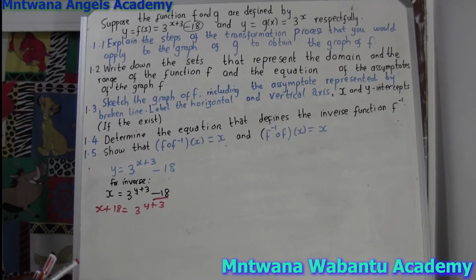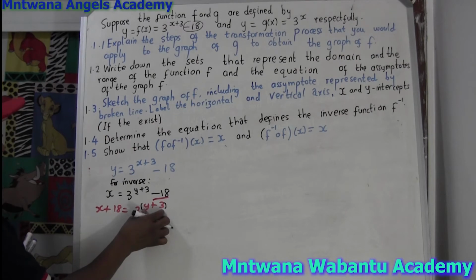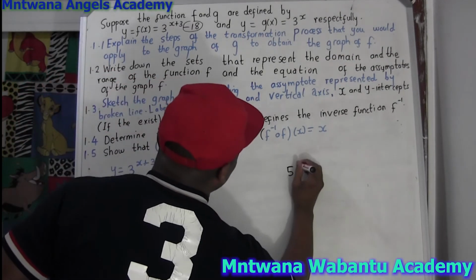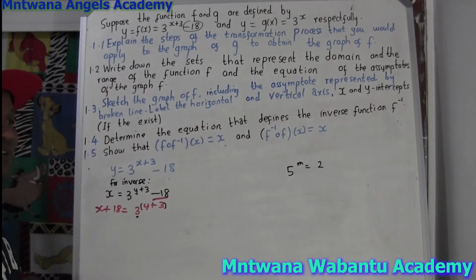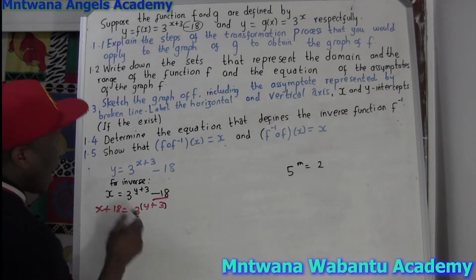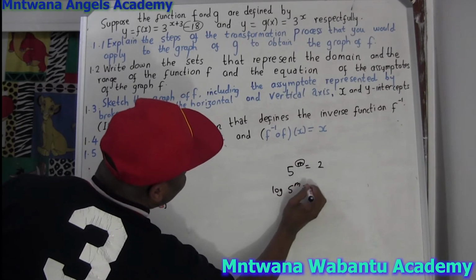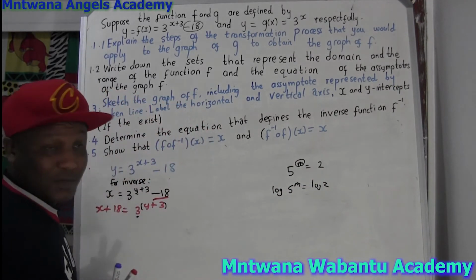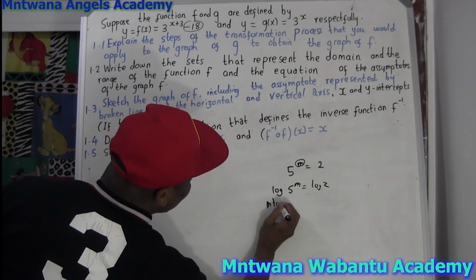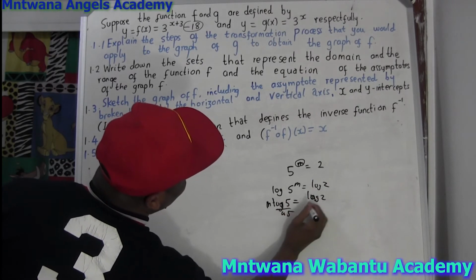As we said before, whenever we have a number with an unknown power, for example somebody says 5 to the power m equal to 2, how are you going to get m? The only way is to apply logarithm to both sides, or ln. But for this case, since we deal with a graph, I think it's good to apply log throughout. So I'm going to apply log only when the power is unknown. To get this unknown, I say log of 5 to the power m equal to log of 2. The m comes down to the front: m log 5 equal to log 2, and then I divide by log 5.